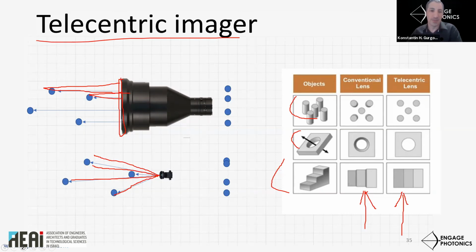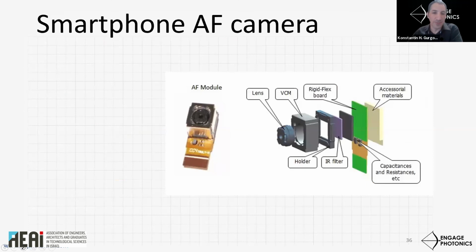Another interesting example is the smartphone autofocus camera. So this is a marvel of optomechanics. Really, the lens is suspended on a magnetic voice coil actuator, which can move the lens in a very precise manner back and forth in a closed loop control with the image, and the lens position is actively controlled to provide an image that is always sharp.